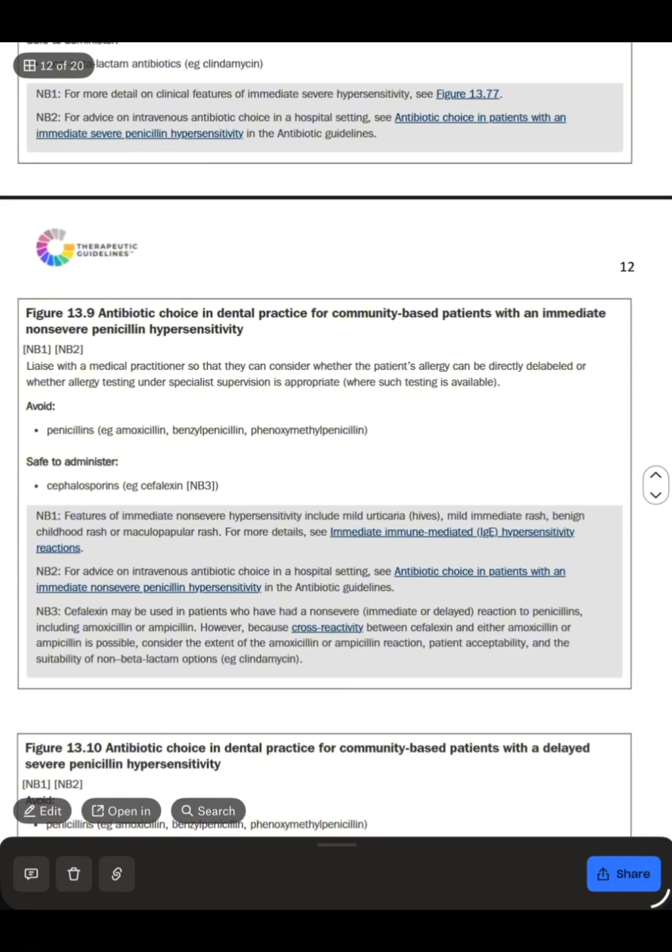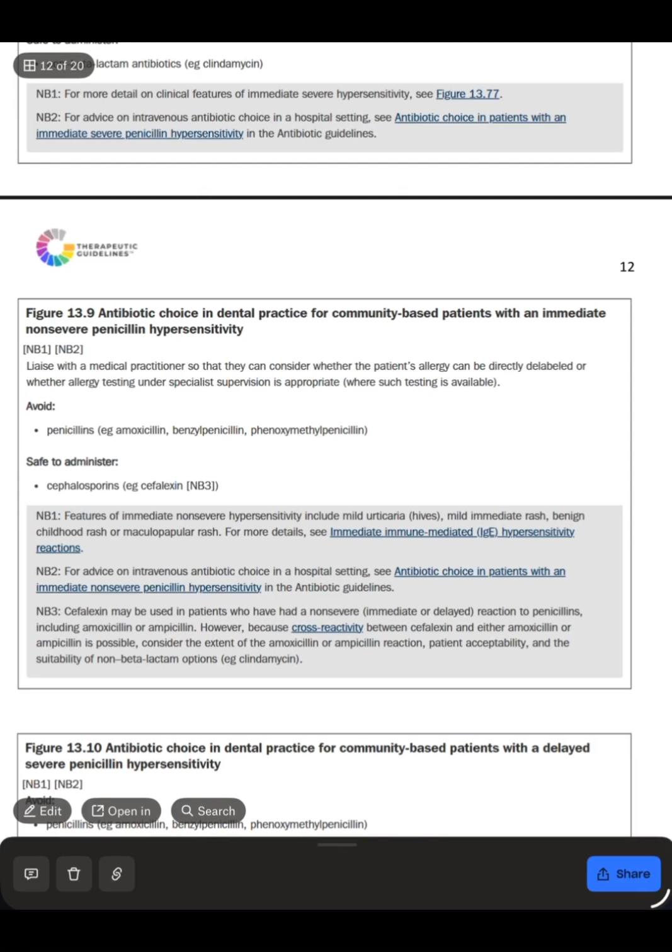Antibiotic choice in dental practice for community-based patients with an immediate non-severe penicillin hypersensitivity. It lies with the medical practitioner, so that they can consider whether the patient's allergy can be directly delabeled or whether allergy testing under specialist supervision is appropriate. In this case, also avoid penicillin, but it is safe to administer cephalosporin.